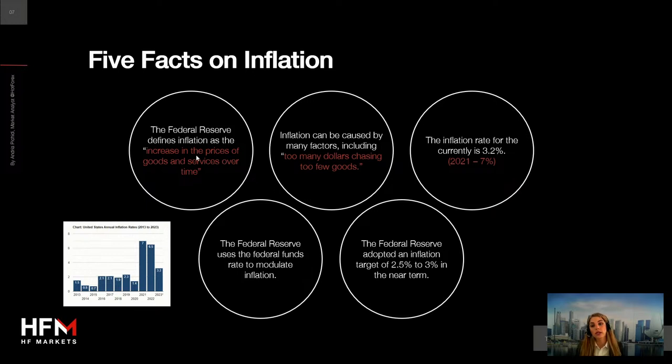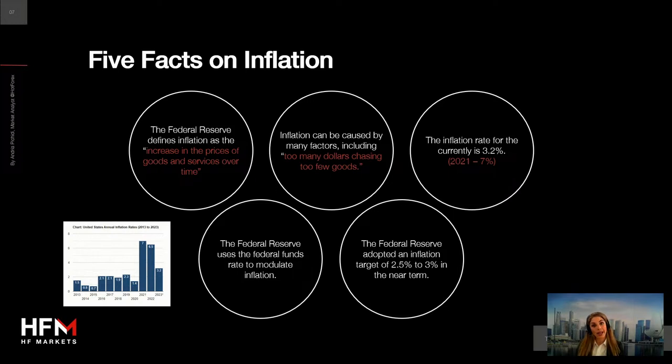Second fact, inflation can be caused by many factors, including too many dollars chasing too few goods. What do we mean by that? Inflation, as we explained earlier, can occur when there is too much aggregate demand in the economy, which is often a consequence of a strong economy and low unemployment. But there is also the belief by many analysts and economists that inflation can be caused by increased government spending as well, and interest rates being too low for too long, which is something that can spur the issuance of too much debt and too much overinvestment.